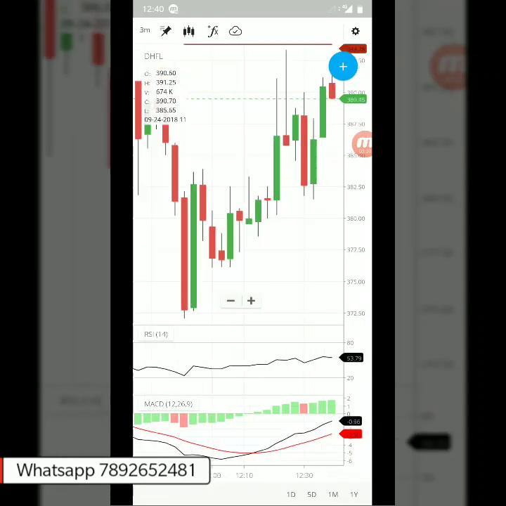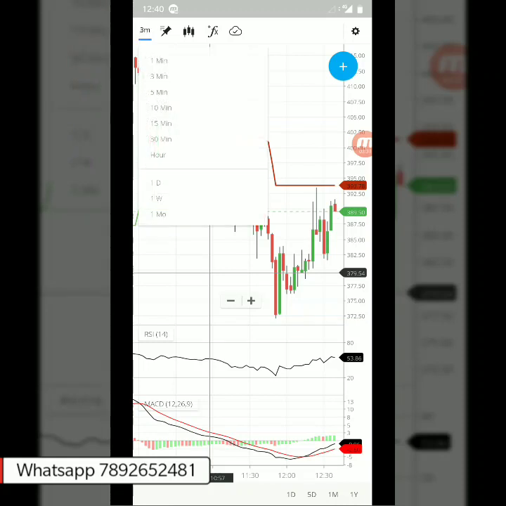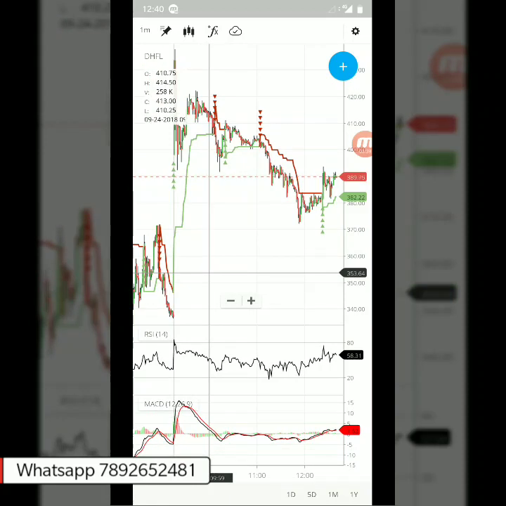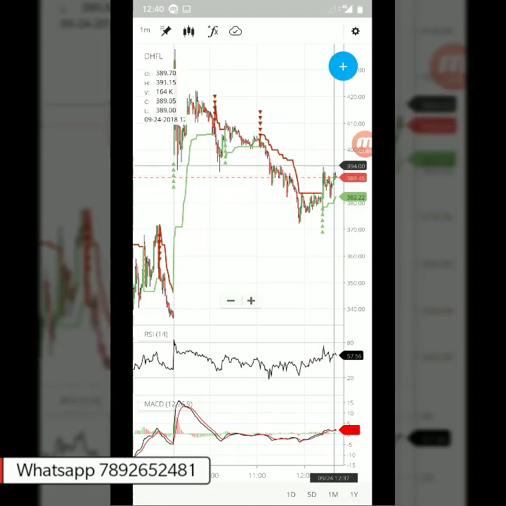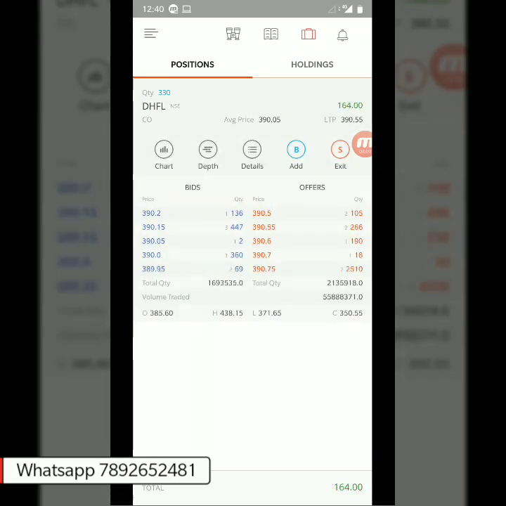Minutes chart. Still there's a lot of resistance in that area. For 1 minute we have a super trend which gave at 384. Current resistance is this area, 93. If it can break 93, that is when this stock can go up.